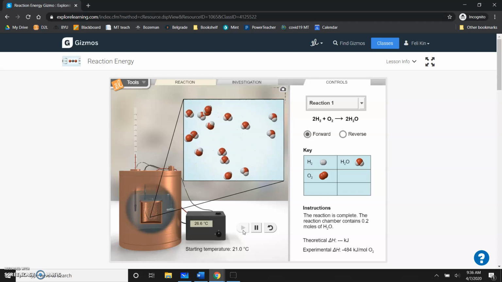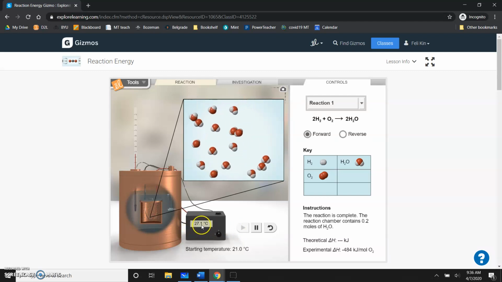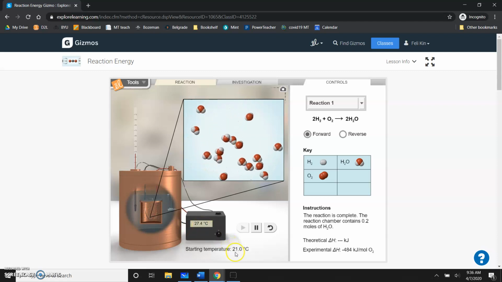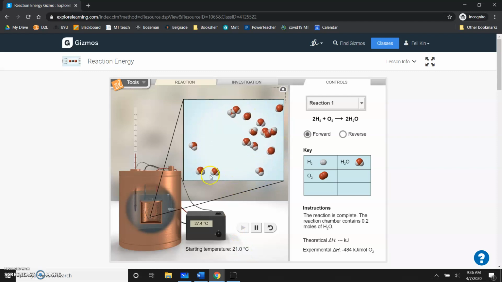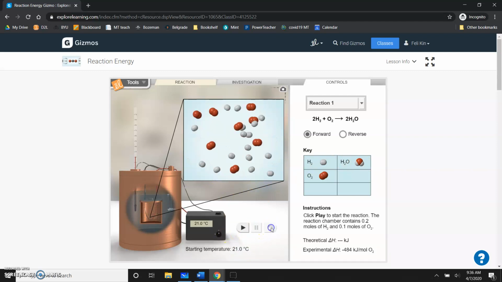And that reaction occurs. There's a change in temperature, which we can compare to the starting temperature that they recorded for us. And we'll also see that we have product molecules, so everything got turned into water. Pretty cool thing here. Let's reset it.